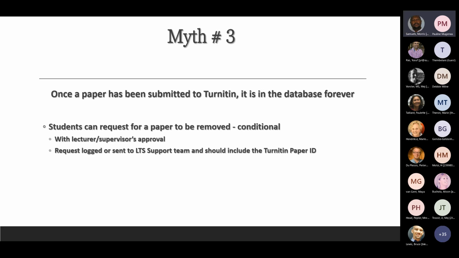Right, and obviously requests, for those who don't know, are logged with us, the Learning Technology Support Team, and should include the paper ID or the submission ID, as it's also known. The submission ID is located next to the submission on the Turnitin link under the heading Turnitin paper ID, also referred to as submission ID. Without that, we can't request, or Turnitin won't approve, a request to remove a paper permanently from their database. All right, and also once a paper has been removed, it's permanent, so it can't be restored. All right.